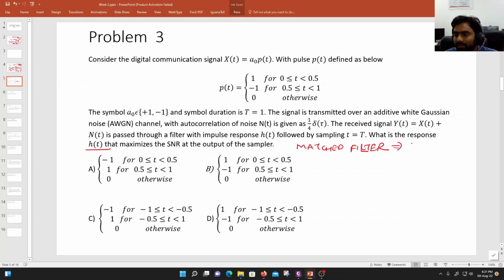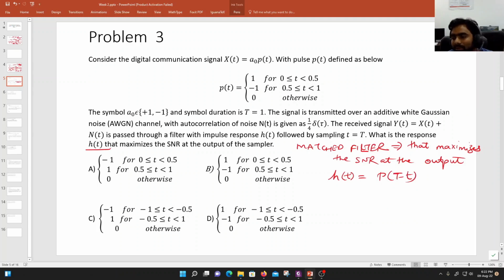The optimal filter is the one that maximizes the SNR. So what is the answer in this case? I will write the matched filter, A option. Correct. A option. So the matched filter output h(t) will be p of capital T minus t. This we have seen many times in the video lectures also.